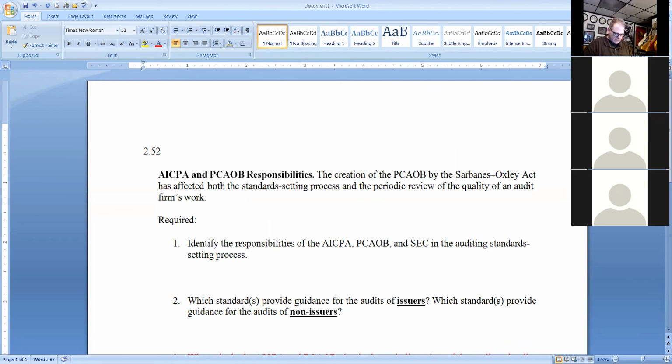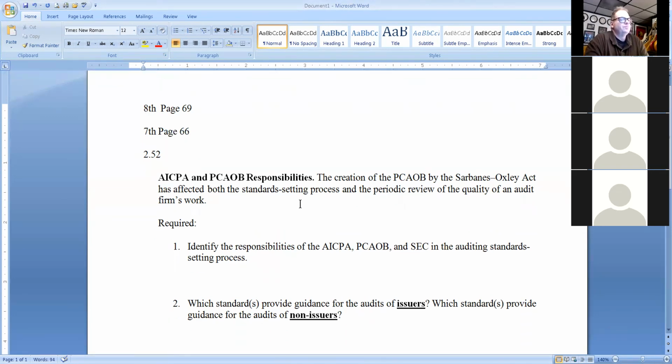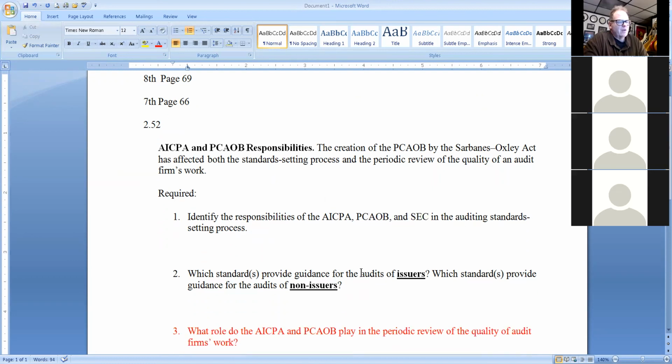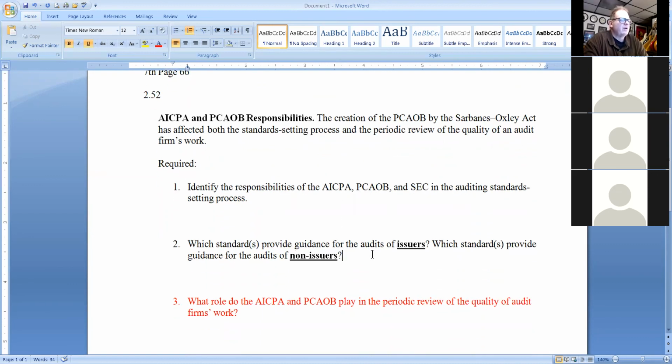Okay, so this is on page 69 in the 8th edition, and page 66 in the 7th edition. And again, you're looking at what does the AICPA do? What are they responsible for? What does the PCAOB do? And the Securities and Exchange Commission. These two are actually both together to some extent. The PCAOB is underneath the Securities Exchange Commission. And who gives guidance for issuers and who gives guidance for non-issuers? I think we talked about all of those things.